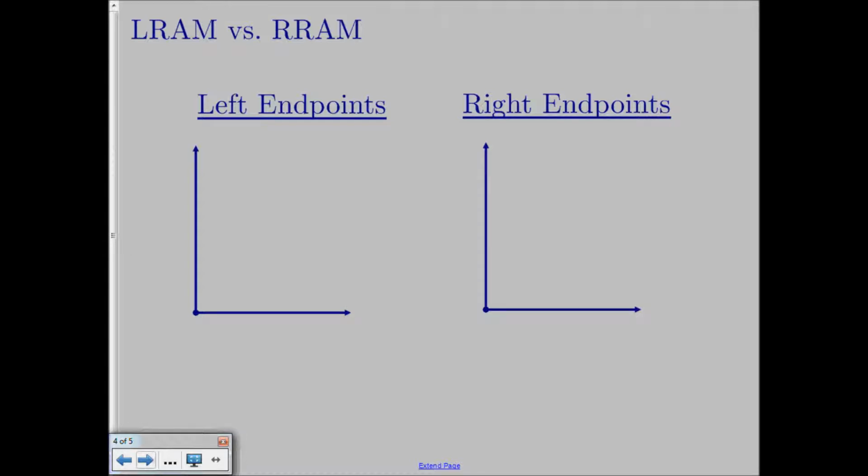So if we draw that generalized picture that we had again, and now we'll just do 4 intervals. So LRAM just means that you're going to use left endpoints. So when you split them up into these 4 different rectangles, you're going to go to the left endpoint of each interval and go up to draw your rectangle. So you're going to draw up first and then over and go down. Then your next endpoint is going to be here.